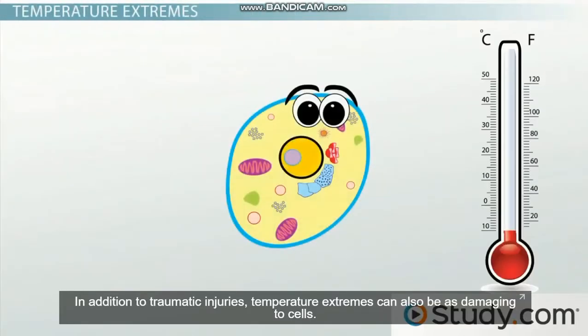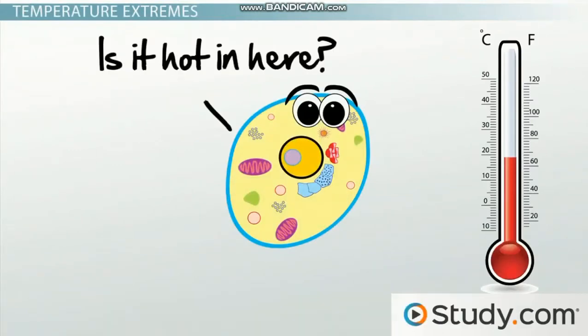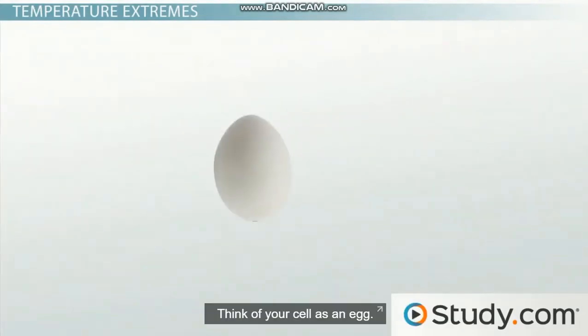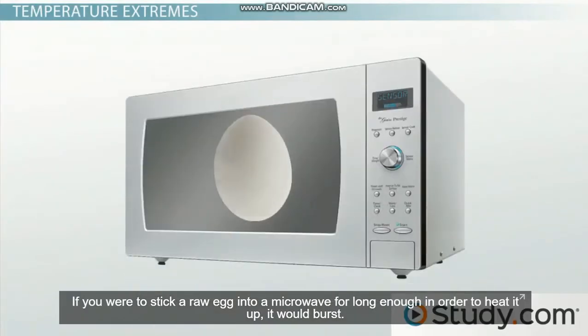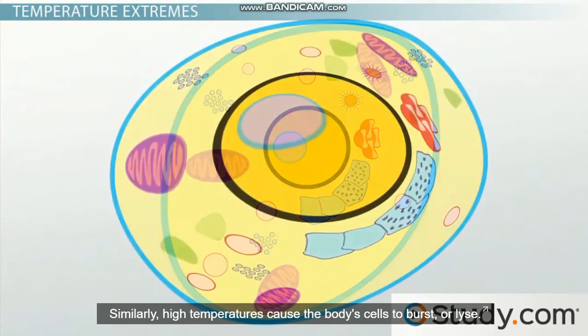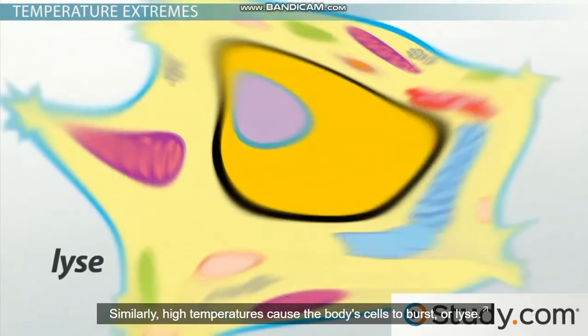In addition to traumatic injuries, temperature extremes can also be damaging to cells. Extremely high temperature will damage your cells in many ways. Think of your cell as an egg. If you were to stick a raw egg into a microwave for long enough in order to heat it up, it would burst. Similarly, high temperatures cause the body's cells to burst, or lyse.